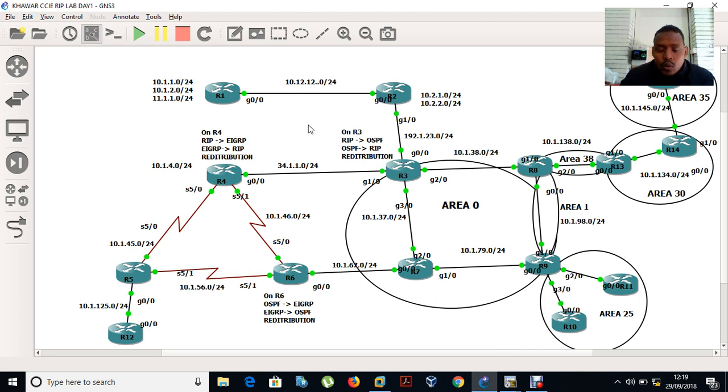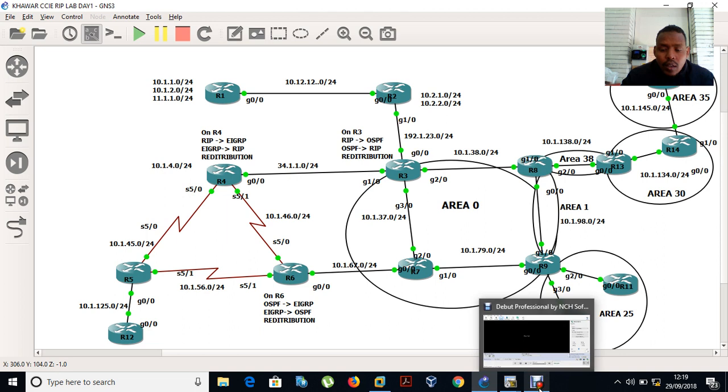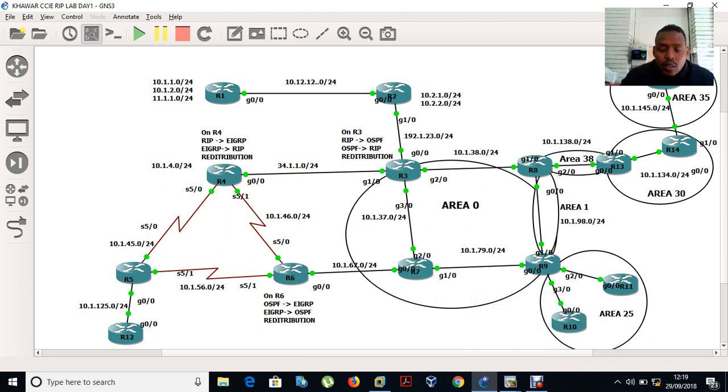I'm going to talk about route redistribution, what it is, how it is used, and the importance of it. Route redistribution is when you have two routing protocols. For example, here we have RIP, OSPF to RIP and RIP to OSPF, and EIGRP to RIP and RIP to EIGRP. So this type of thing.